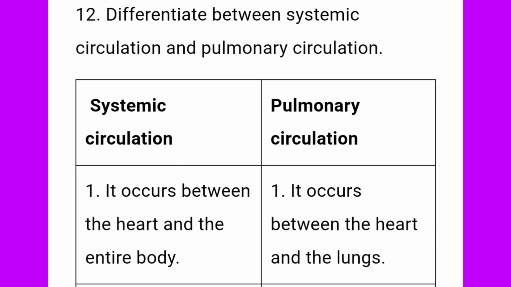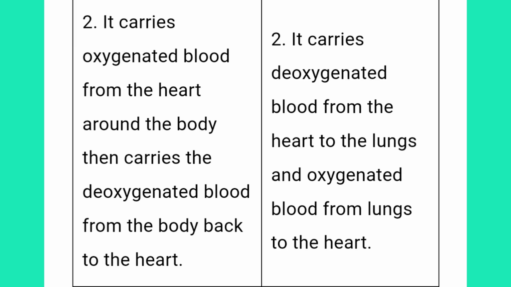12th question, differentiate between systemic circulation and pulmonary circulation. Systemic circulation, first point, it occurs between the heart and the entire body. Pulmonary circulation, it occurs between the heart and the lungs. Systemic, second point, it carries oxygenated blood from the heart around the body, then carries the deoxygenated blood from the body back to the heart. Pulmonary, second point, it carries deoxygenated blood from the heart to the lungs and oxygenated blood from the lungs to the heart.